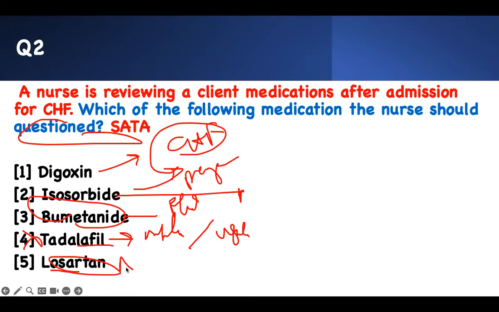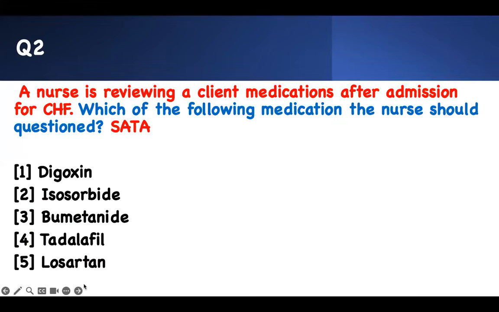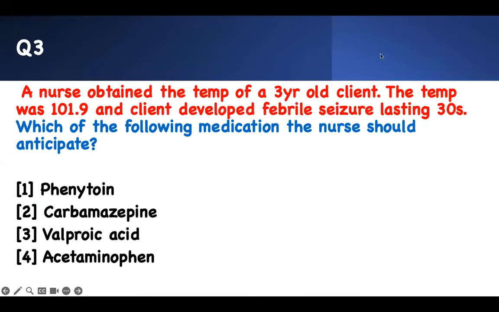Losartan, this is an ARB. ACE inhibitors are used to remodel the heart after being in CHF for a long time. Therefore, losartan can be used in that situation. It's not a bad choice. So which one we should question is tadalafil. You're not supposed to be on it because you're on isosorbide. Severe hypotension can result. You can go into syncope.